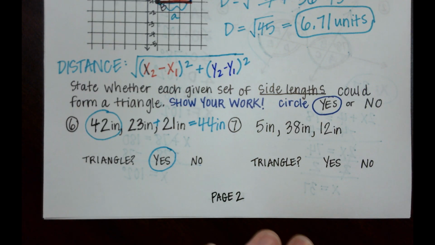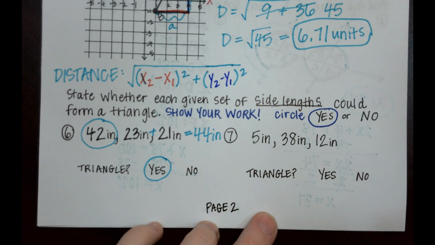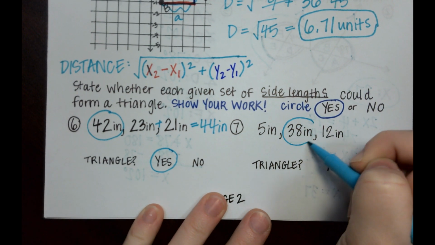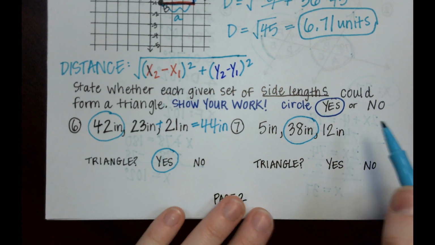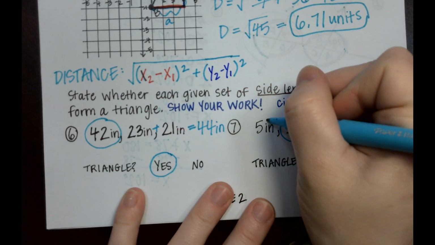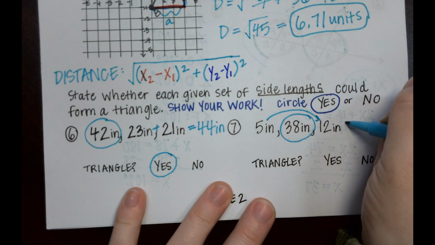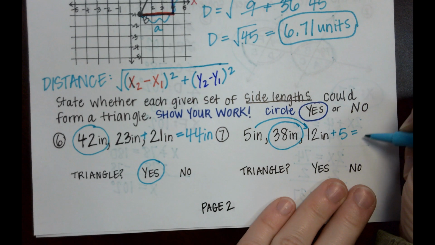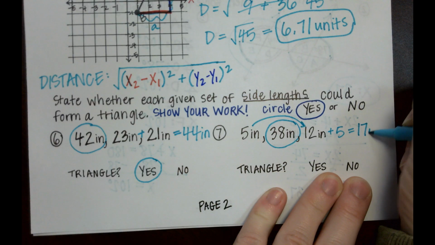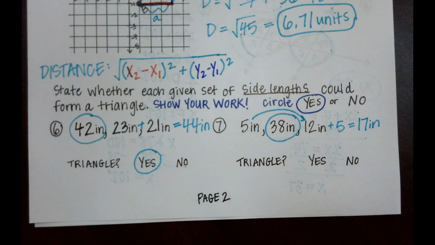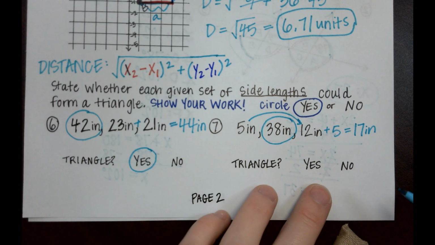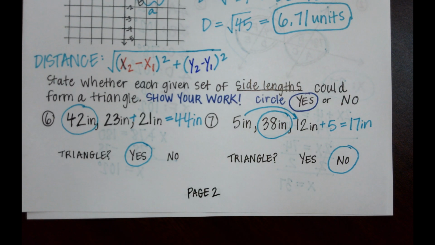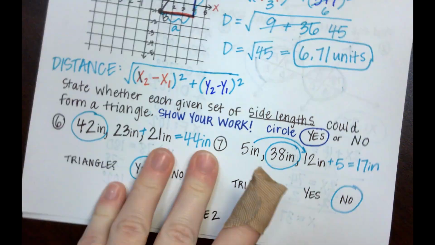Now, the biggest is in the middle, so I have to rewrite that. For number 7, 38 is our biggest. That's not going to be a triangle because 5 plus 12 is not even close. 12 plus 5 is only 17. So 17 is much smaller than 38. So is it a triangle? Nope, it is not.